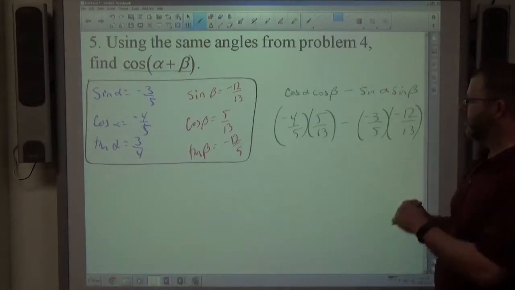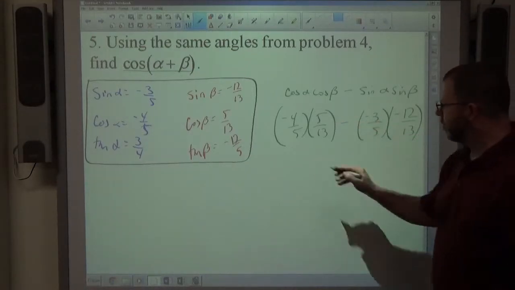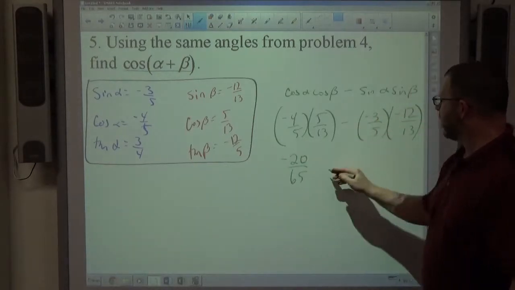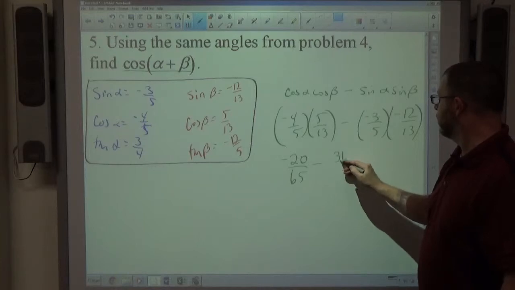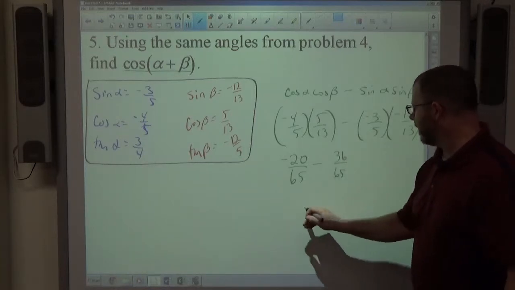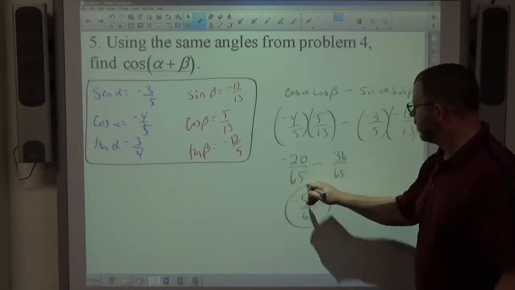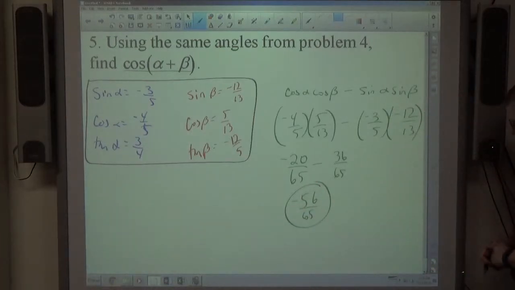Again, don't reduce fractions. Multiply this, we get negative 20 over 65. Minus minus minus makes minus 36 over 65. So altogether we get negative 56 over 65 as the cosine of alpha plus beta.